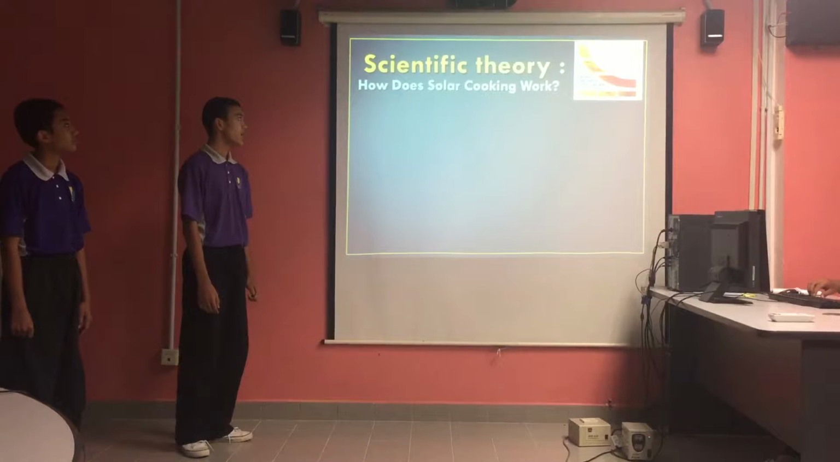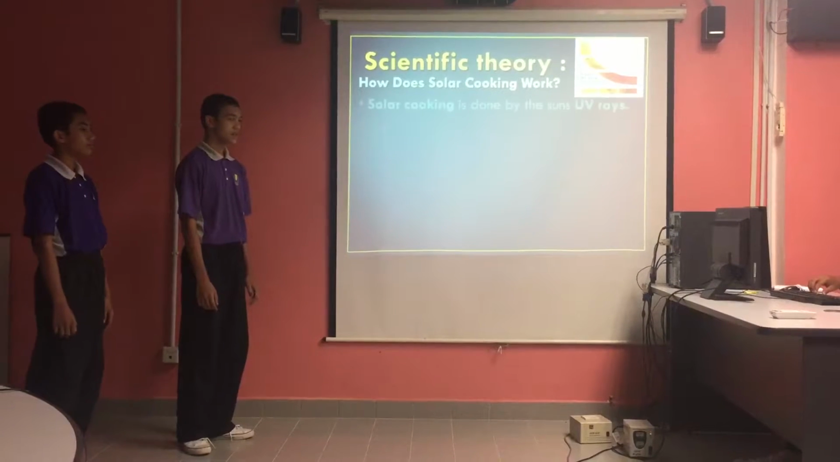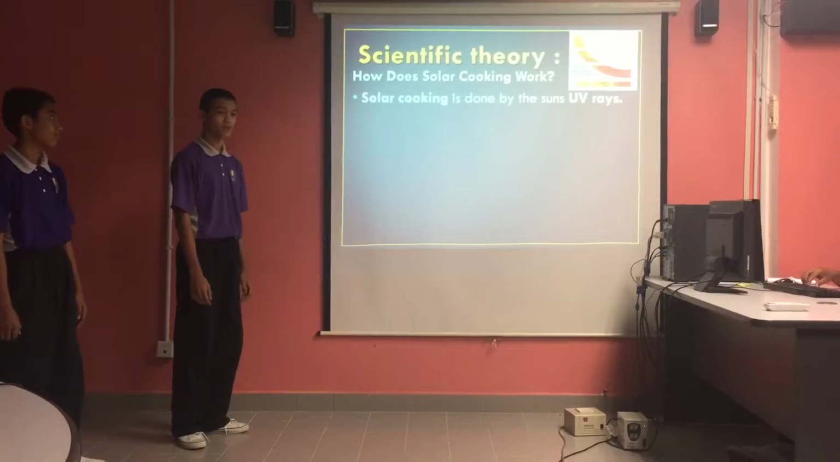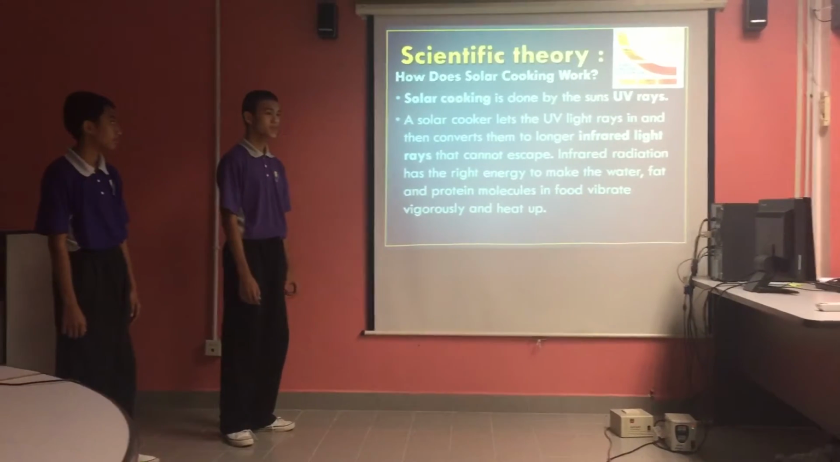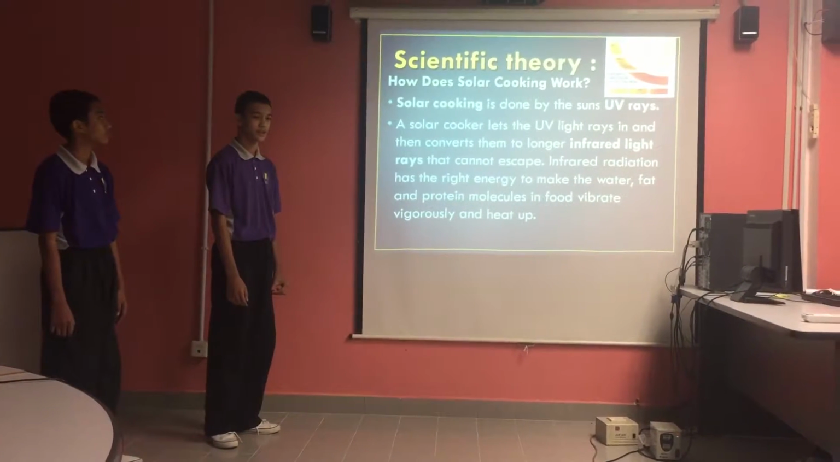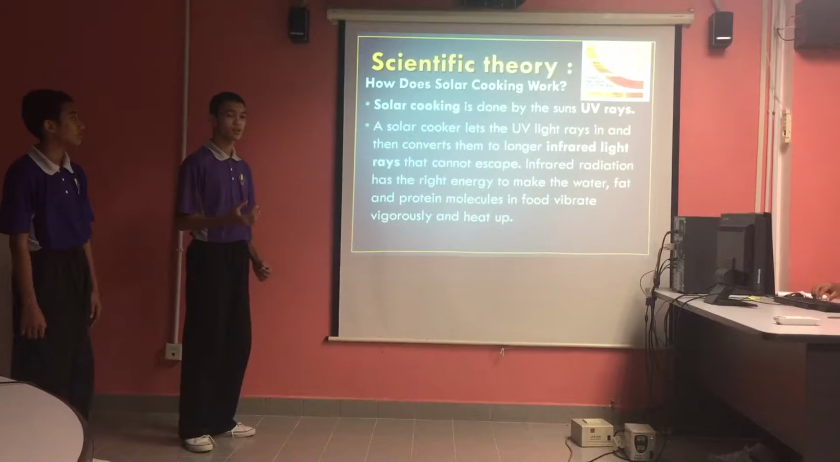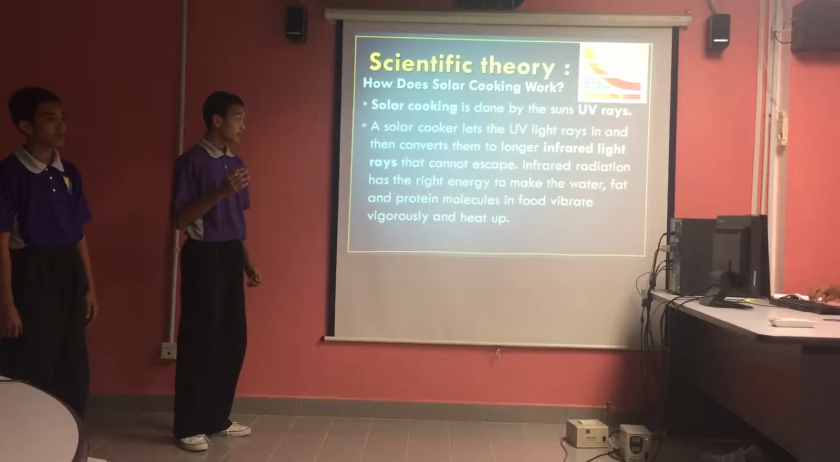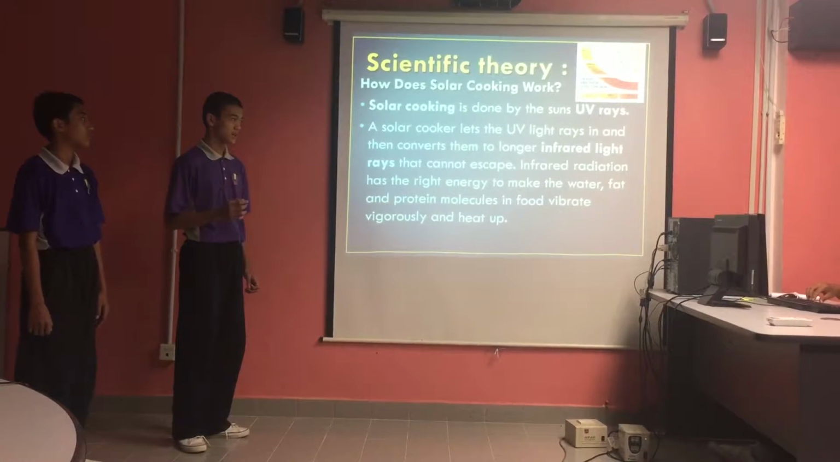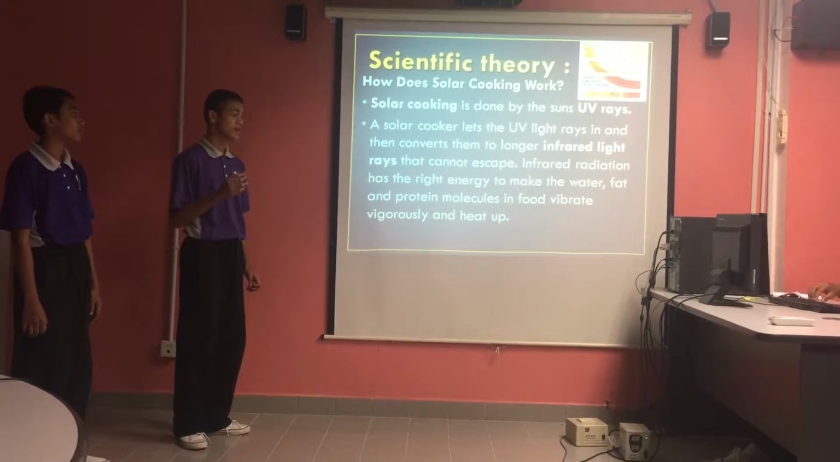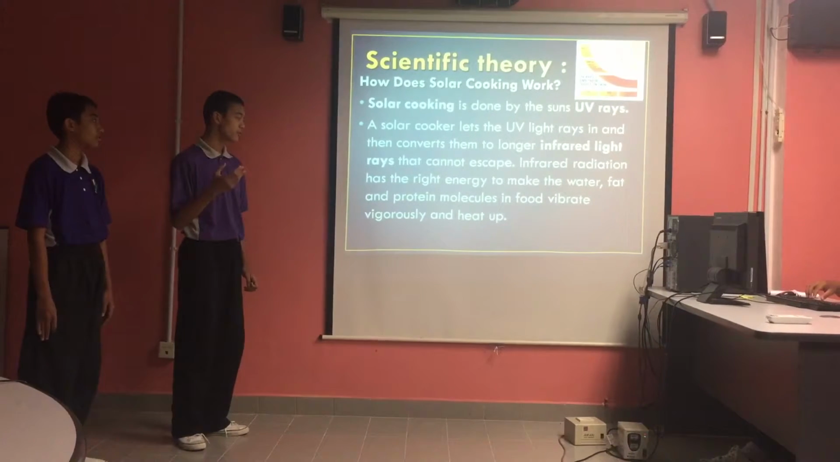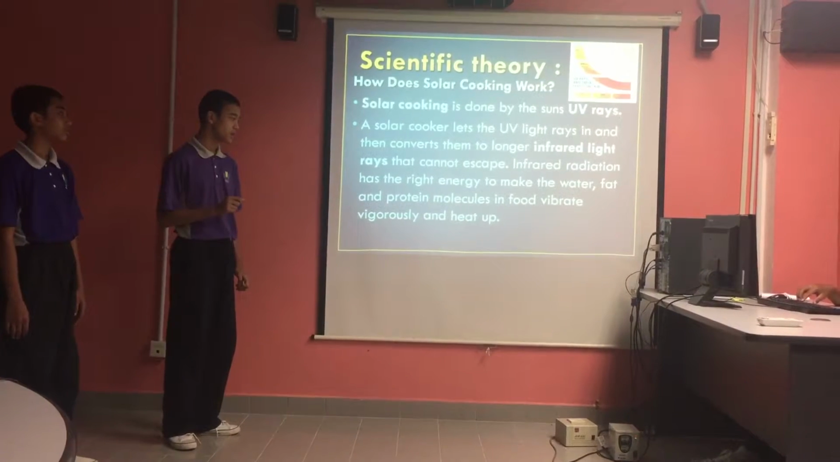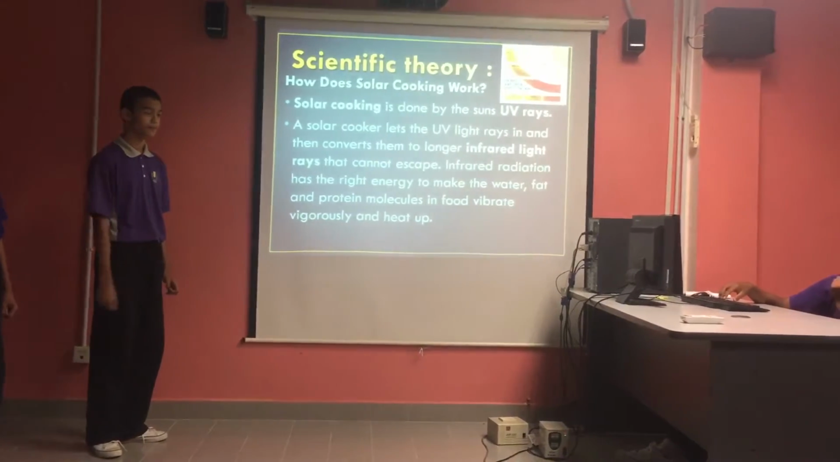Scientific theory. How does solar cooking work? Solar cooking is done by UV rays from the sun. A solar cooker lets the UV rays come in and turns them into infrared light rays that cannot escape. Infrared radiation has the right energy to make the water, fat, and protein molecules in food vibrate vigorously and heat up.